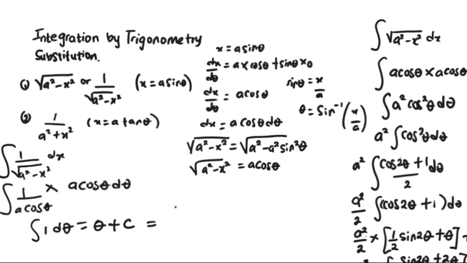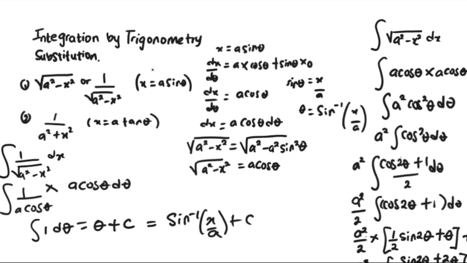And your theta is what? Arc sine x over a plus arbitrary constant c. So it means that if you integrate 1 divided by square root of a square minus x squared dx, you're going to get arc sine x over a plus arbitrary constant c.